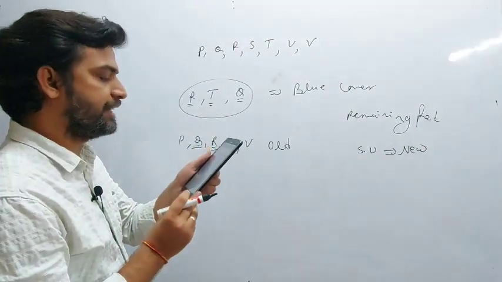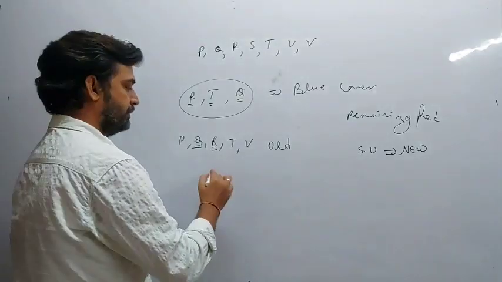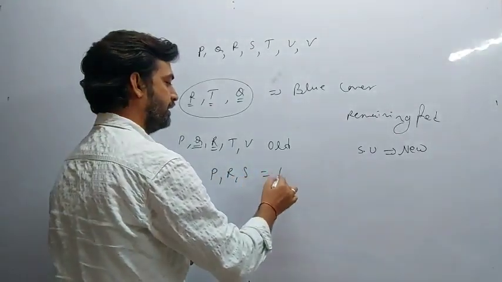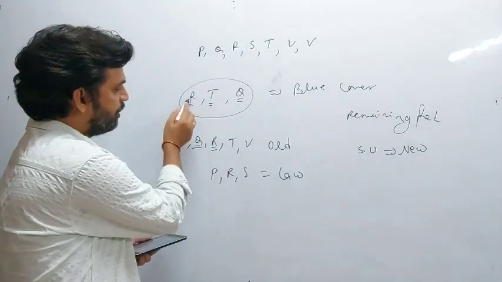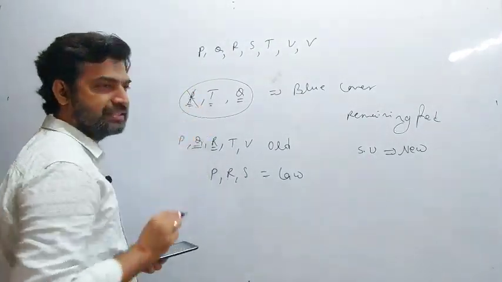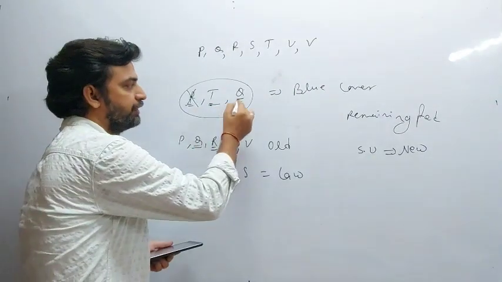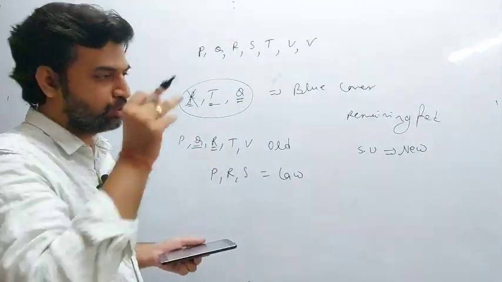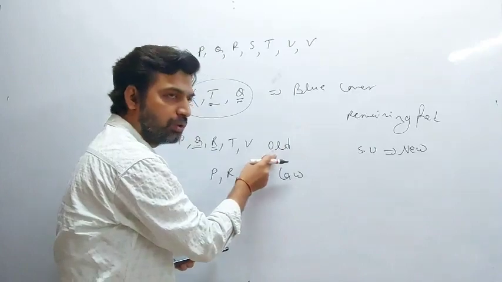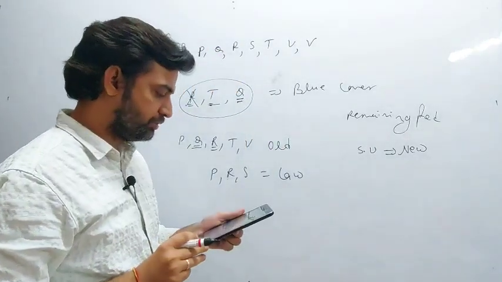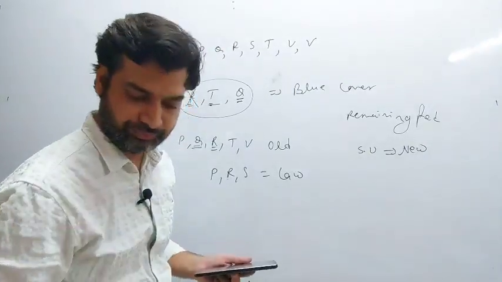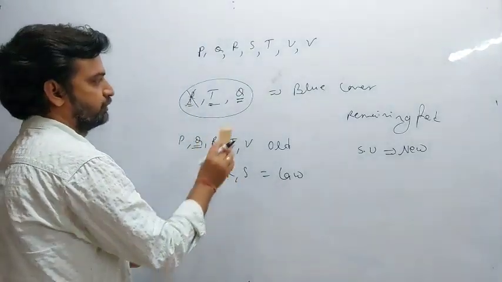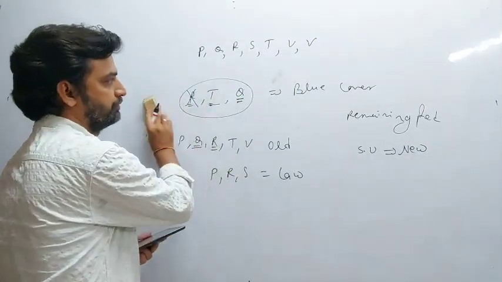P, R and S are the law papers. P, R and S are law books. So gazetteers are the remaining. So out of this, R is not a gazetteer, so this is cancelled out. So remaining is T and Q. So T and Q are the books which have the blue cover, are old, and are gazetteers, right? So the answer is T and Q, or Q and T, whatever is written in the options. Clear? So the answer is T and Q.